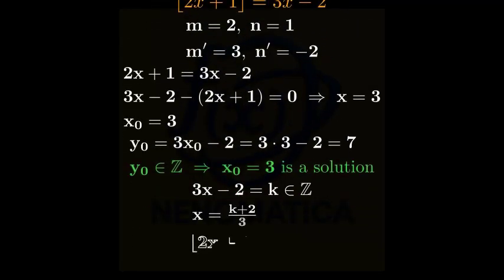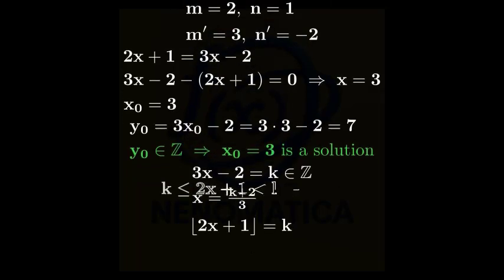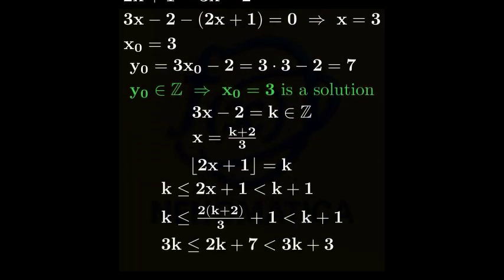Set 3x - 2 equal to k, an integer. Then x equals (k + 2)/3. Require floor of 2x + 1 equals k. That is, k is less than or equal to 2x + 1, and 2x + 1 is less than k + 1.